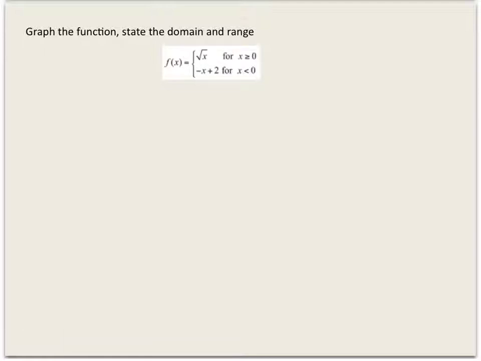This is what's called a piecewise function. Piecewise functions are when you take two or more equations and have them work at different times. Basically what you do here is for all of the values of x that are greater than 0, you're going to use the square root of x. For all of the values that are less than 0, you're going to use negative x plus 2.